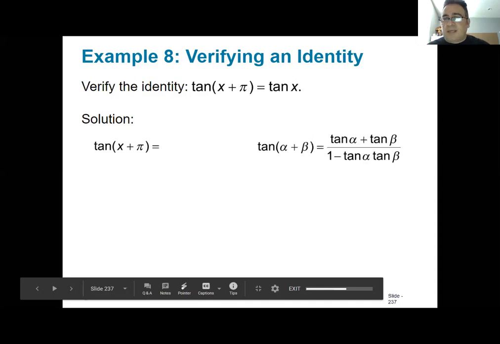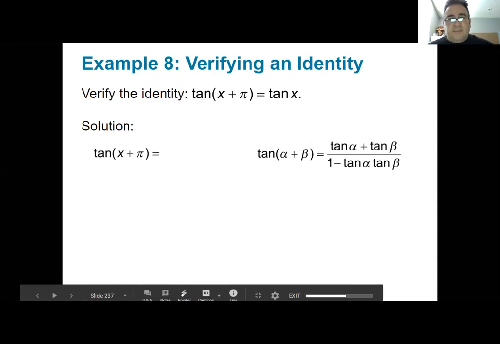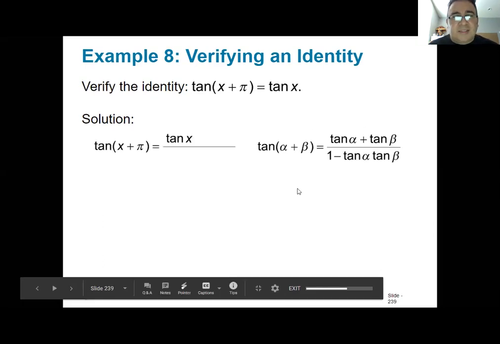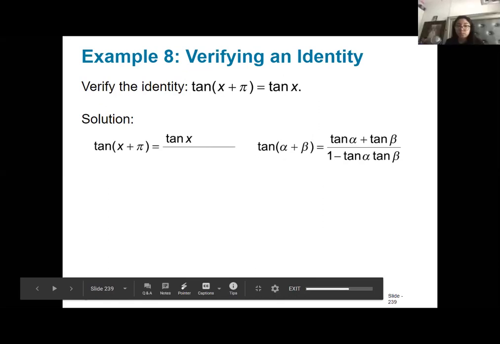So let's start plugging in our values. See what we have. Alpha here is x. Beta is pi. Right? Yes. So this should be tangent x plus tangent pi over 1 minus tangent x times tangent pi. There you go.